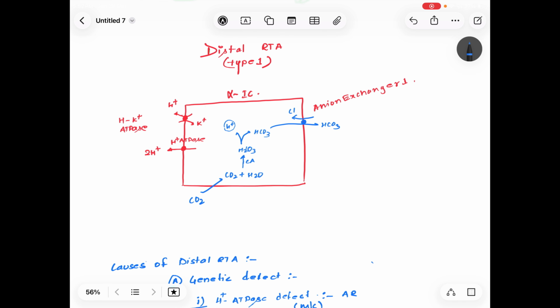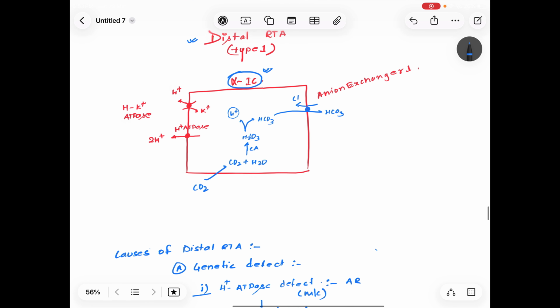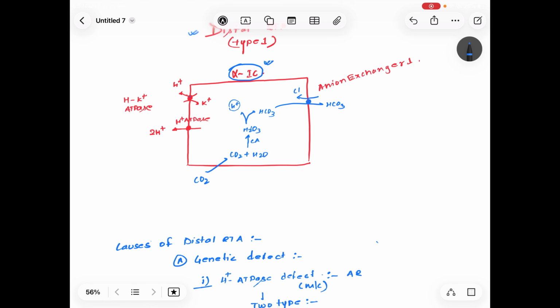So now coming to the next topic, which is distal RTA or type 1 RTA. This is the alpha intercalated cell. We already discussed this. In this, there is active secretion of H+ by H+, K+ ATPase, first one, and there is active secretion of H+ by H+ ATPase. So these two are pumps, first one, second one.